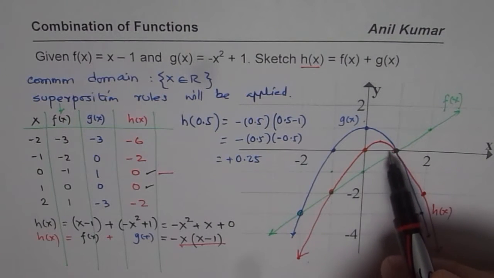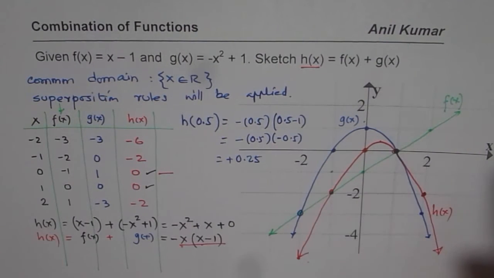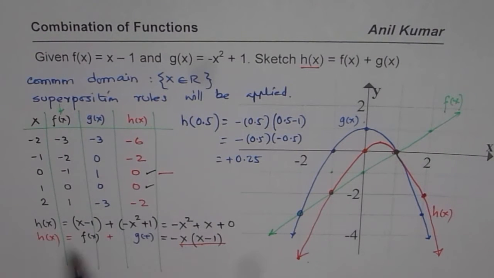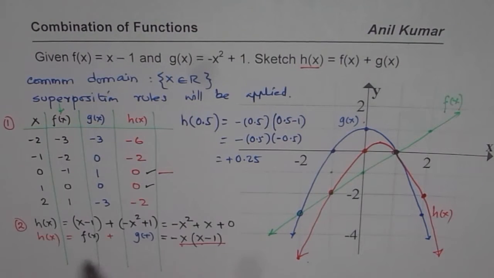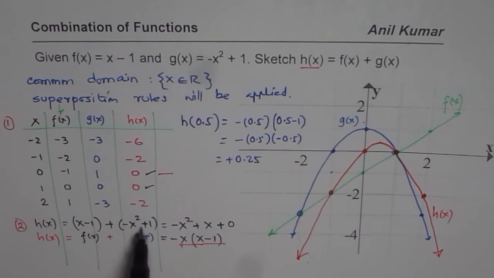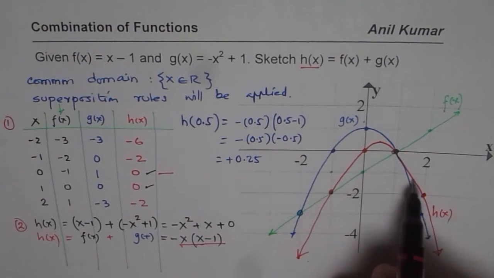To get a result which is the combination as the case may be. You could do this by making a table of values as we did. That is method number one. The second method is you could do it algebraically. Since the functions are given to us, just add them up and rearrange, right? So you know that is the representation of h of x. And then you can sketch, right?